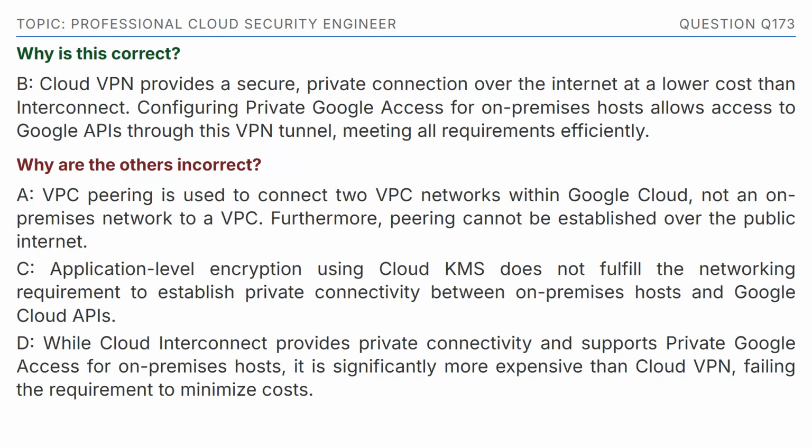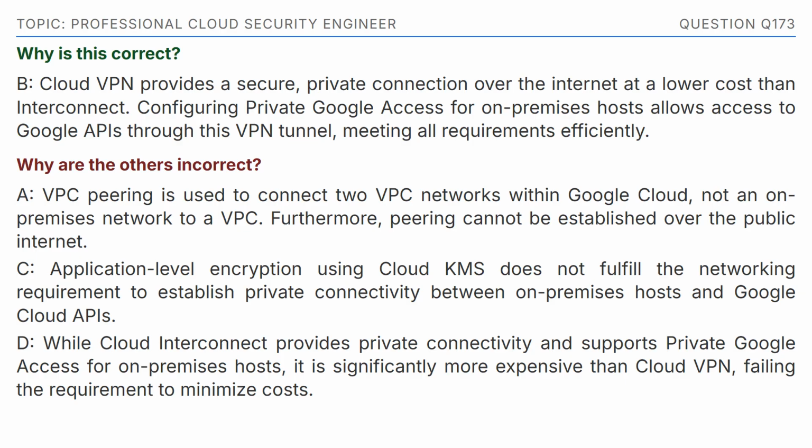Why is this correct? B. Cloud VPN provides a secure, private connection over the Internet at a lower cost than interconnect. Configuring private Google access for on-premises hosts allows access to Google APIs through this VPN tunnel, meeting all requirements efficiently.